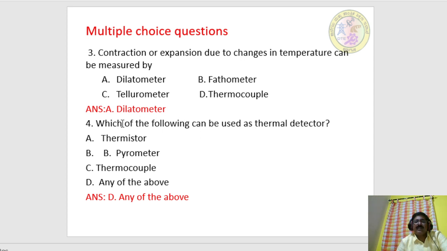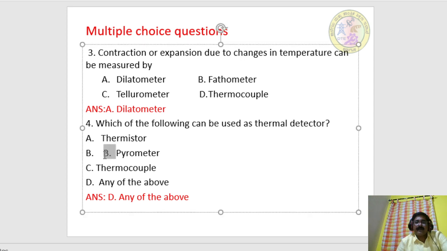Question number 4: which of the following can be used as a thermal detector? Options are A thermistor, B pyrometer, C thermocouple, D any of the above. Thermistor is also used for measuring temperature, pyrometer is also for measuring temperature, thermocouple is also for temperature. Then the answer would be any of the above.